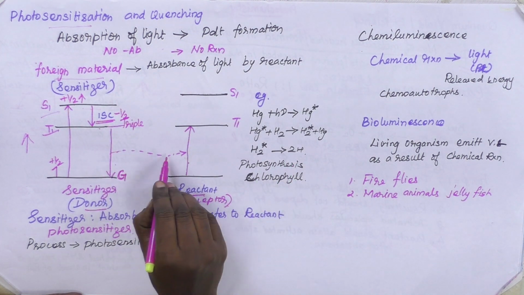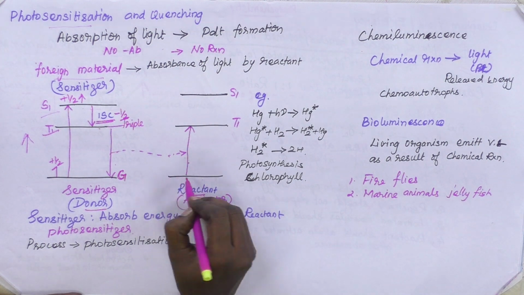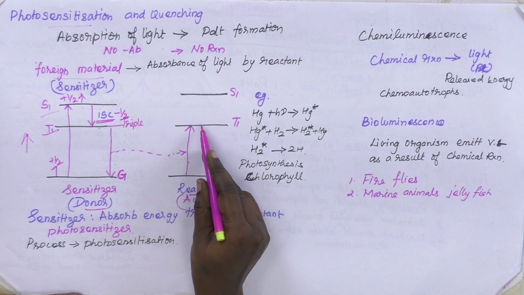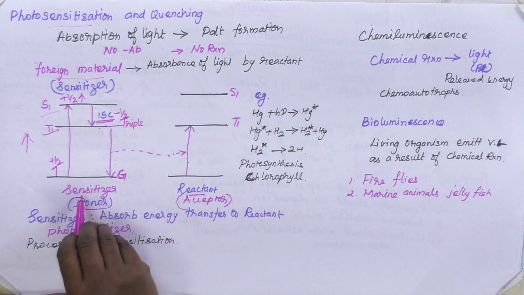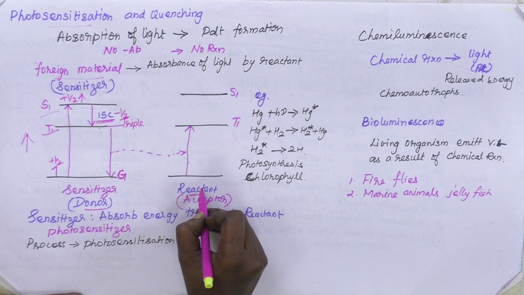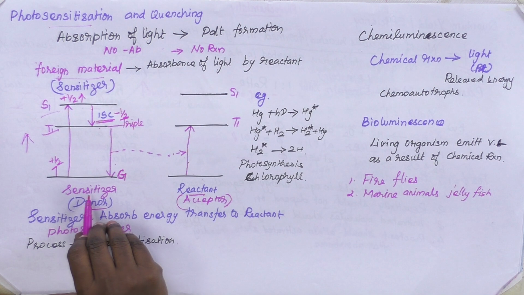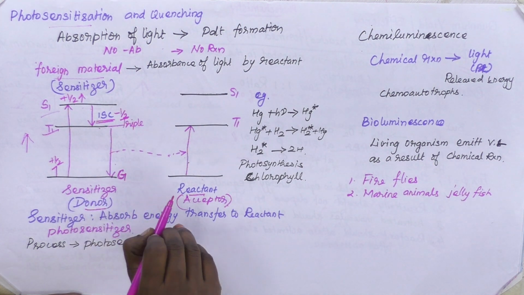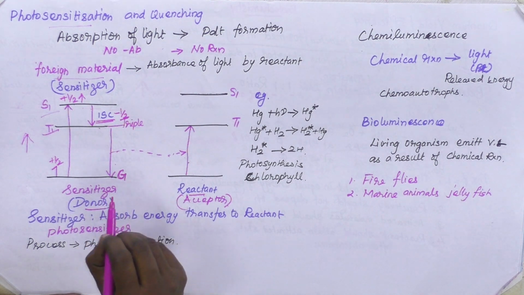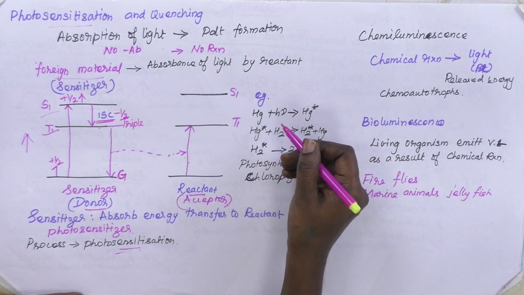So the released energy is sufficient for the reactant molecule to undergo activation. Here the absorbed energy of the sensitizer is donated to the reactant molecule to undergo reaction. This foreign material is called a sensitizer. Here the photo energy is transferred, so it is called a photosensitizer, and the process is called photosensitization. We have many examples.